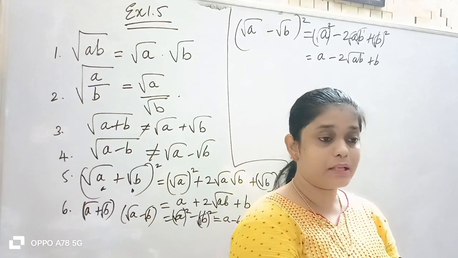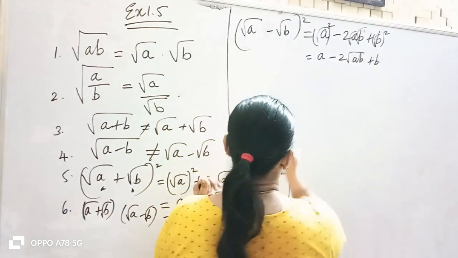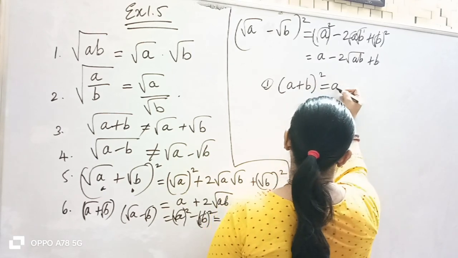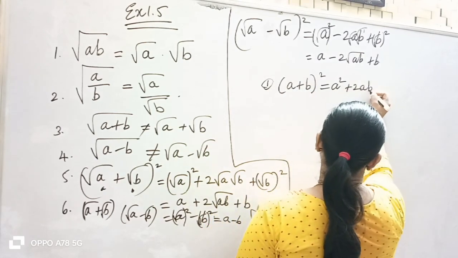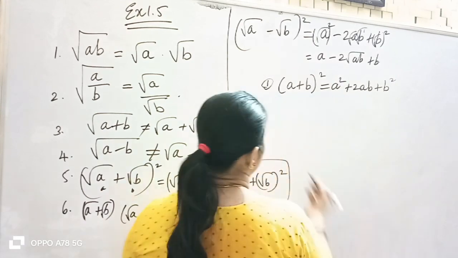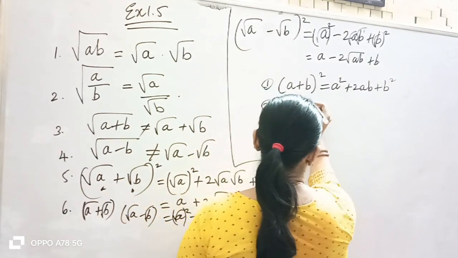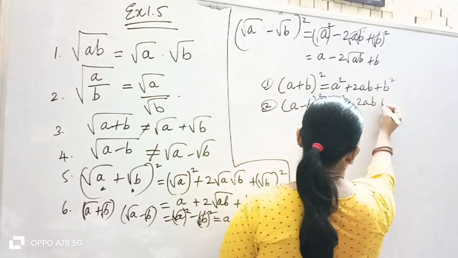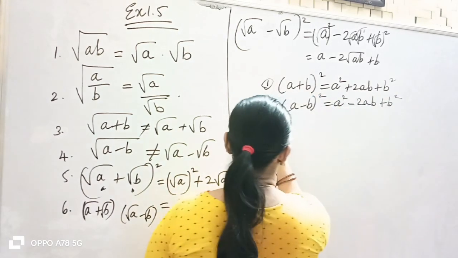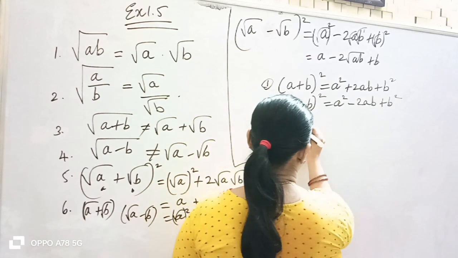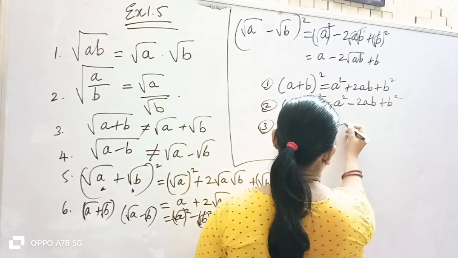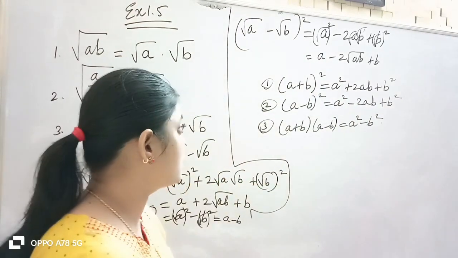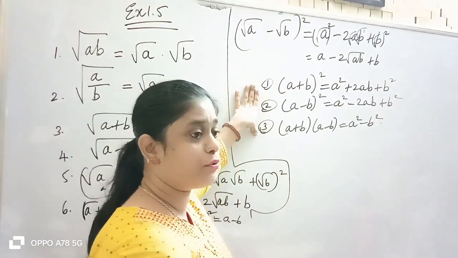So there are mainly three identities. What are the three identities? One is (a plus b) whole square, it is a square plus 2ab plus b square. It is correct. The second one, (a minus b) whole square, is a square minus 2ab plus b square. Third identity, (a plus b) into (a minus b), is a square minus b square. Are you clear? These three are very, very important identities for all the chapters.